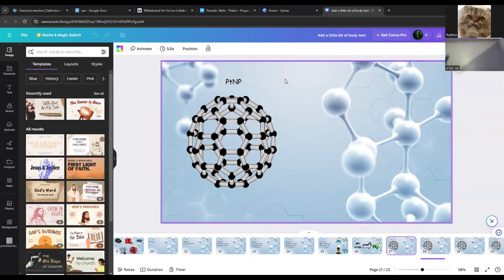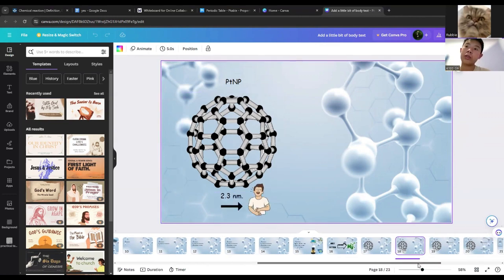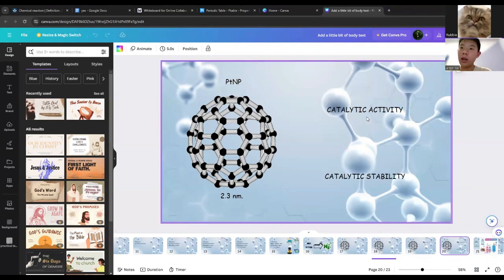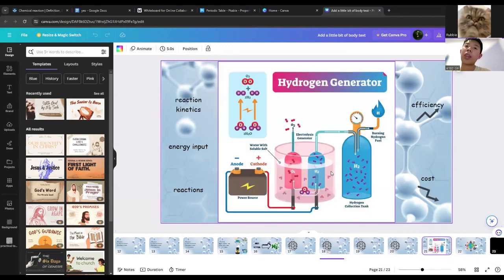In chemical reactions we learn about catalysts. This is like a catalyst. A catalyst can enhance the speed, make the reaction faster. This is basically it. So platinum nanoparticles have catalytic activity because of their small size and catalytic stability. Yeah, this is the hydrogen fuel cell. Stability.